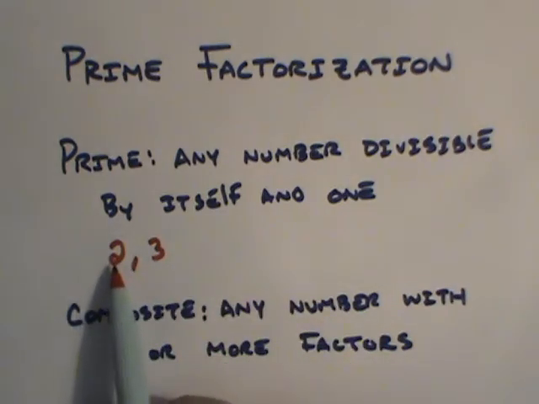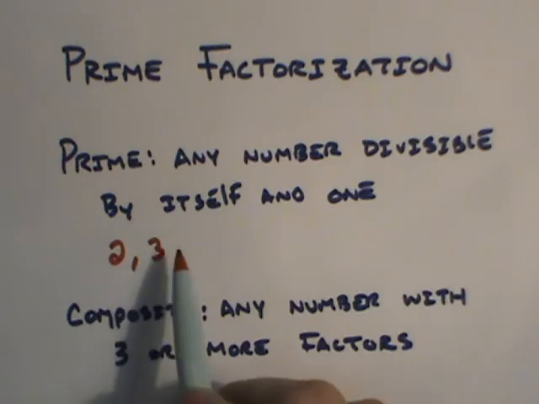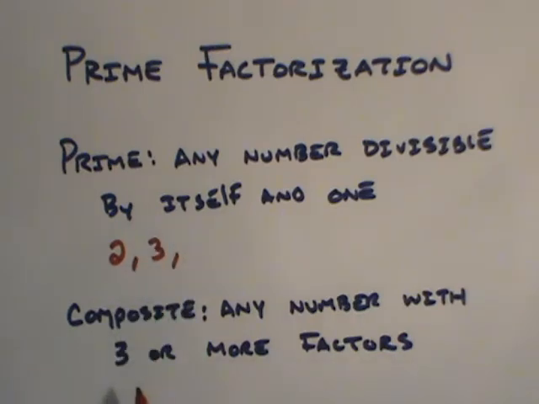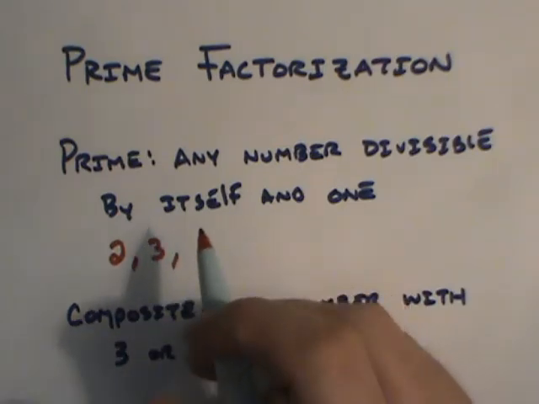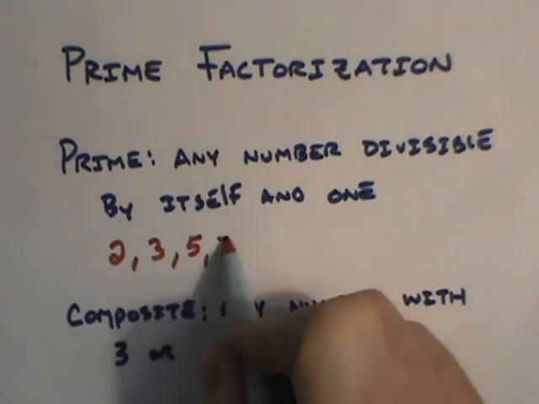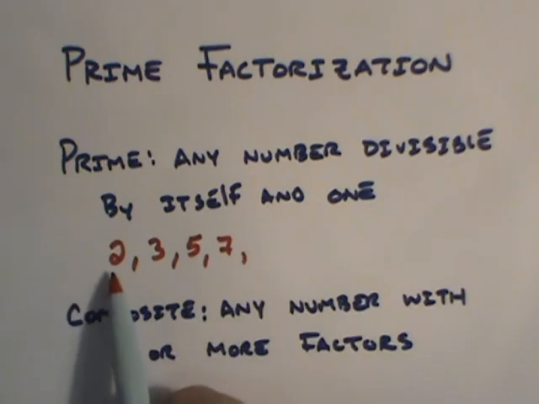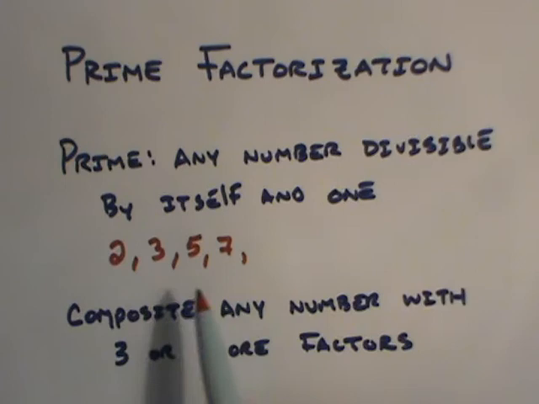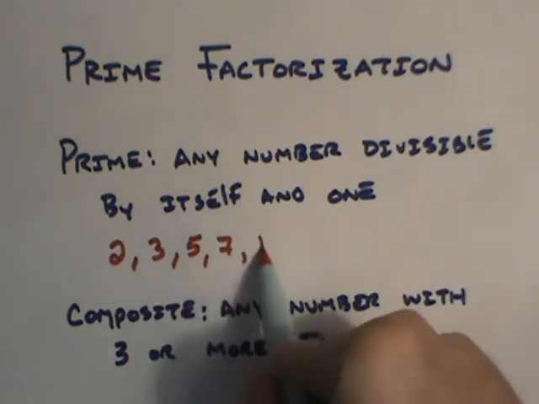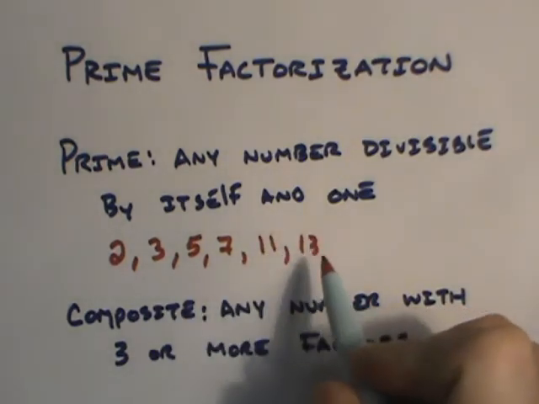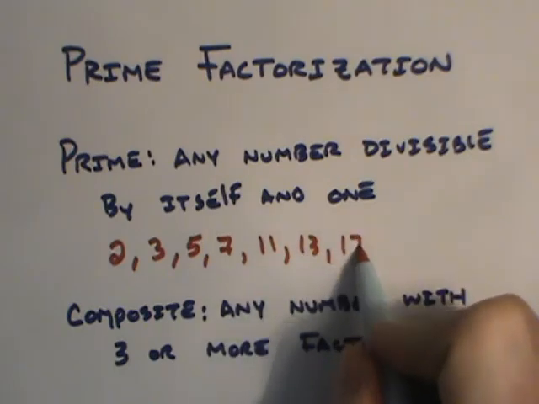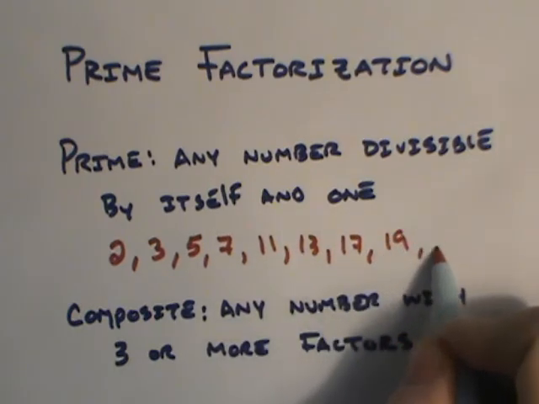of 2 are 1 and 2. The factors of 3 are 1 and 3. 4 is not, because the factors of 4 would be 1, 2, and 4. So that's 3 or more factors. And so you can go 3, 5 is a prime, 7 is a prime. Again, 2 is the only even prime number you'll ever have. Everything else has to be an odd value. And then we go 11, 13, 17, 19, so on and so forth.